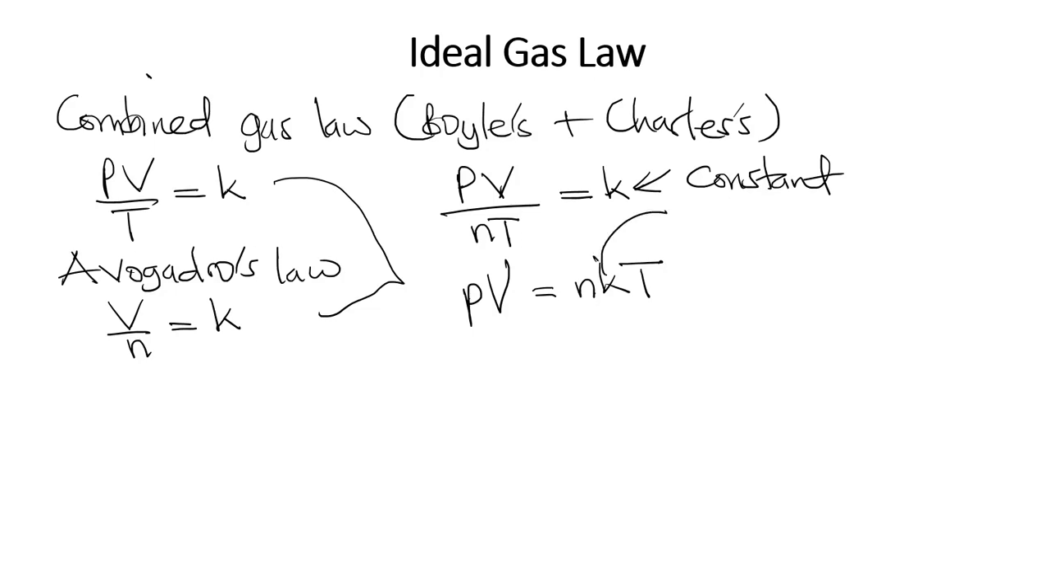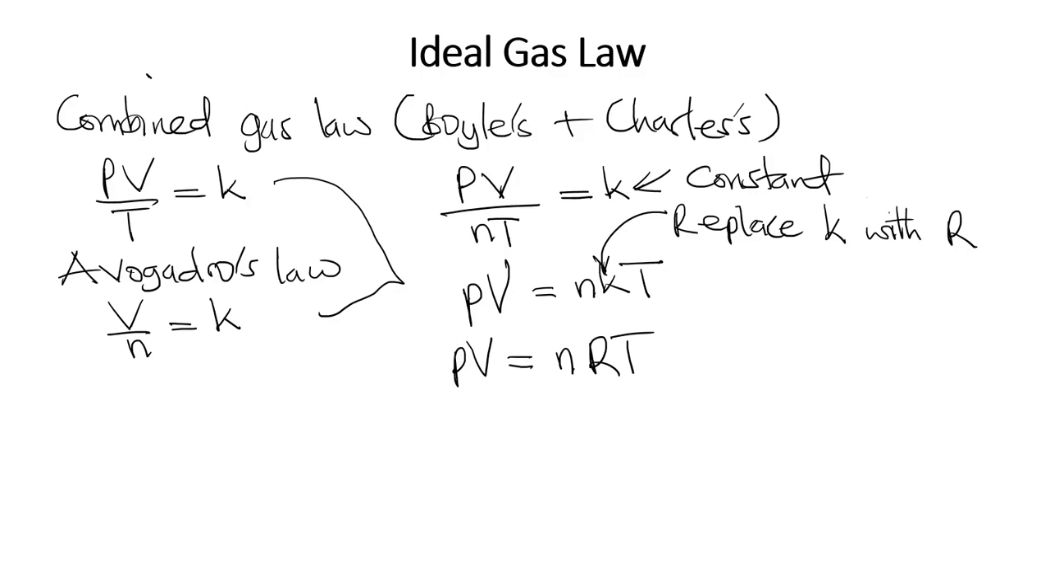For this one, replace K with R. We are going to have PV is equal to nRT. This one is known as the ideal gas law.